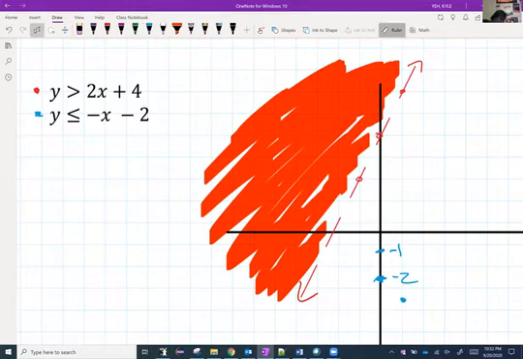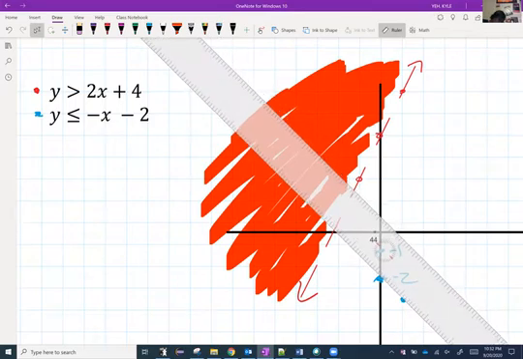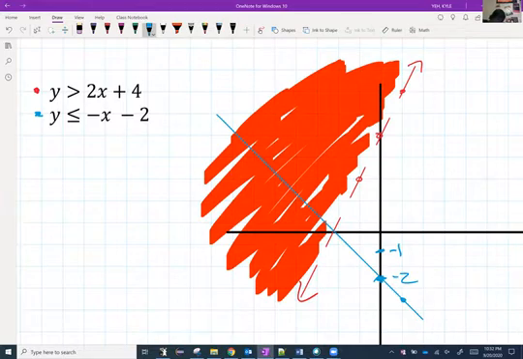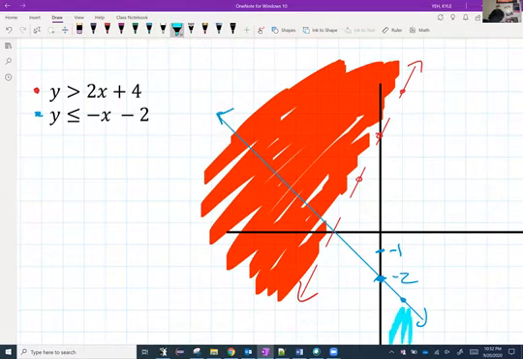Grab my ruler and solid line or dashed line. Well, this was a less than or equal to, so I'm going to draw a solid line right up against my ruler. And I want less than or equal to, so I need to shade below this line. So let me grab my blue highlighter and shade everything below this line.